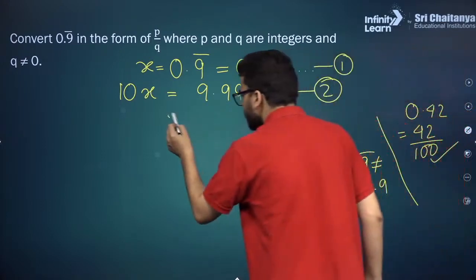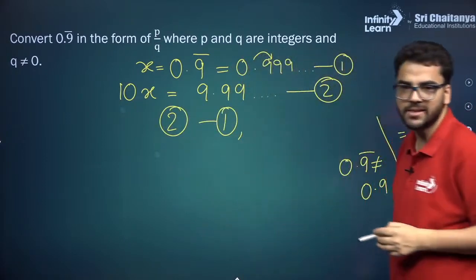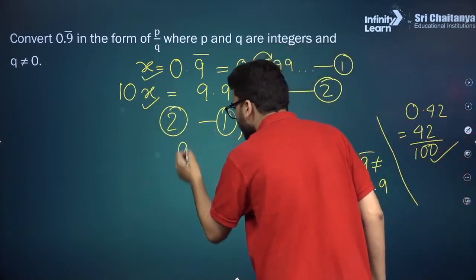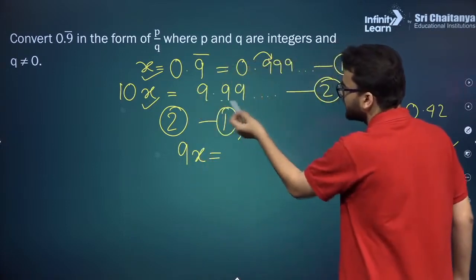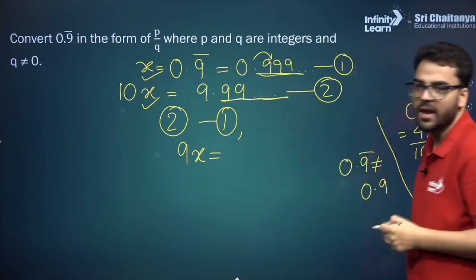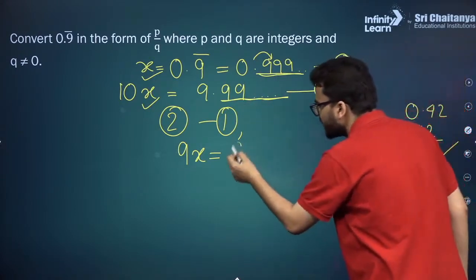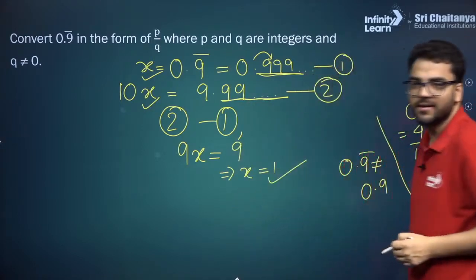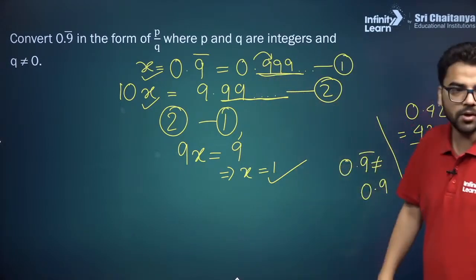I'll subtract the first equation from the second equation over here. So what will I get? 10x minus x, that is equal to 9x, and that is equal to 9 minus 0. See, the decimal part is the same, and our purpose is to make the decimal part the same. So that is 9 minus 0, that is 9 only. So therefore x is equal to 1. You got it? So basically 0.9 bar is nothing but equal to 1.